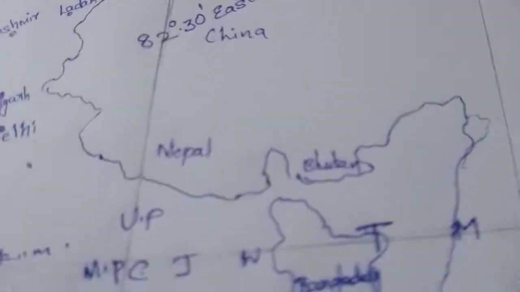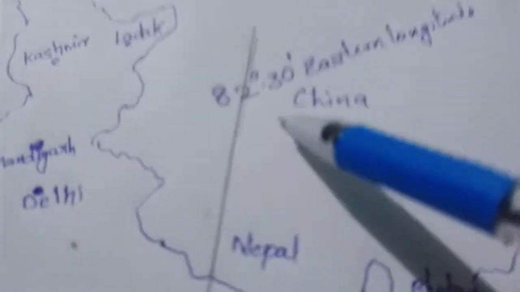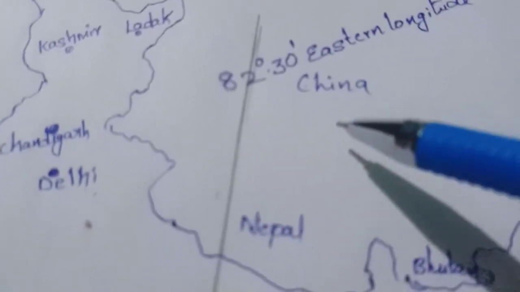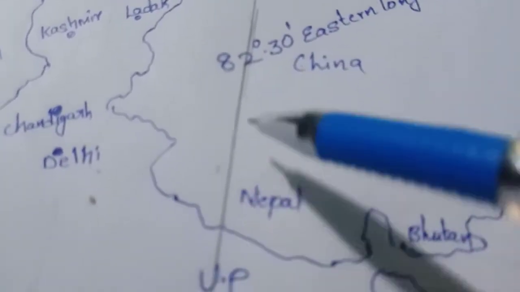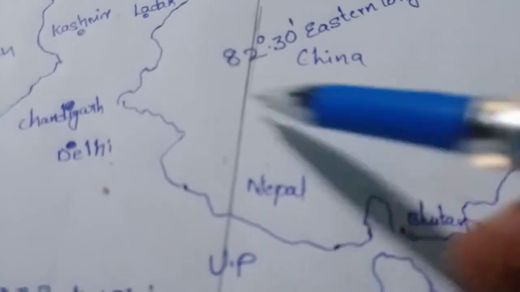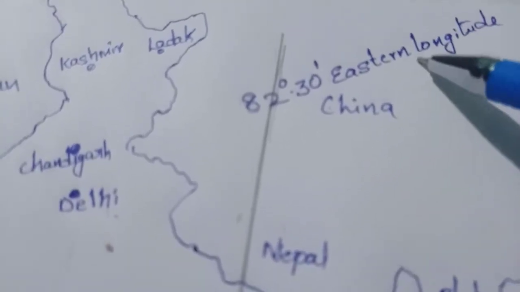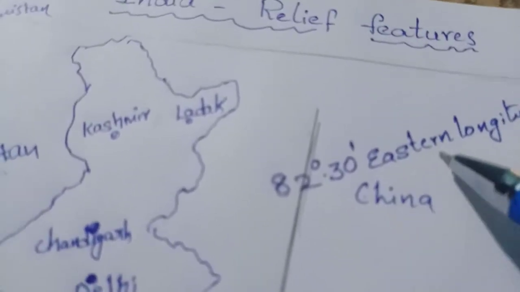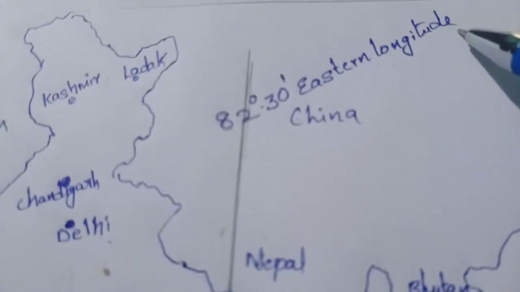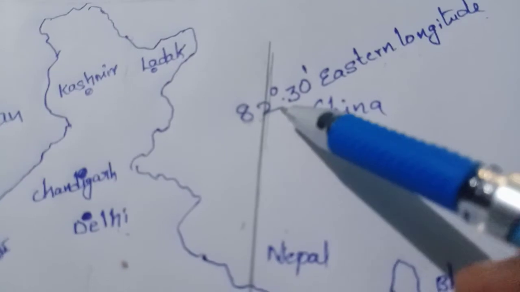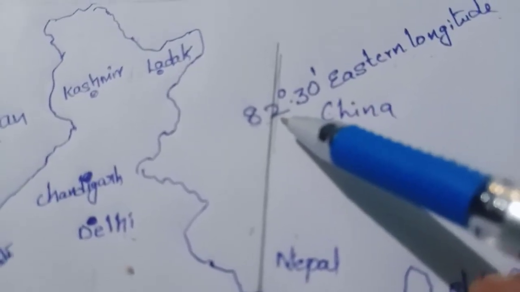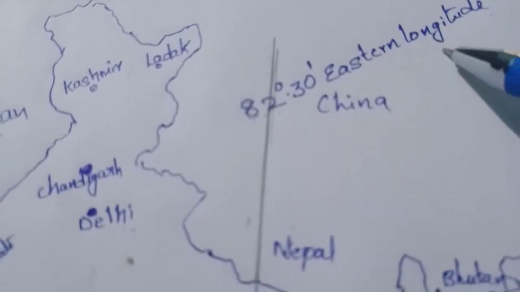Now, Indian Standard Time. So one meridian is taken as the local time for the whole country. We call it Indian Standard Time. So let's see what the Indian Standard Time is. 82.5 degrees eastern longitude, that is 82 degrees 30 minutes eastern longitude.